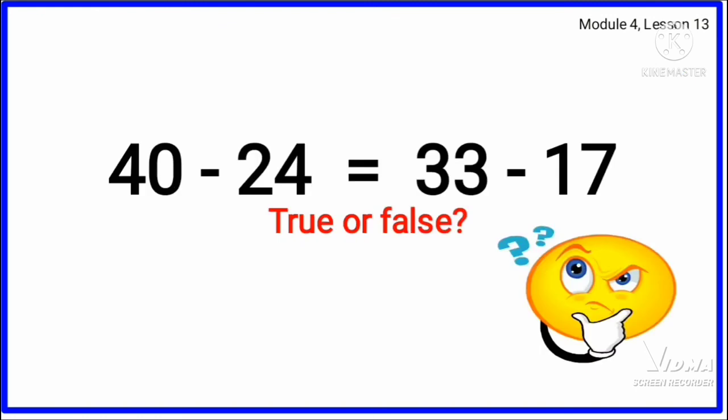So let us look at this question. Would you say it's true or false? 40 minus 24 is the same thing as 33 minus 17. What's your answer? Take a second to solve it. 40 minus 24 equals 33 minus 17. Oh, I see you said it's true. The other one said no, I want to see. Let us solve it together.